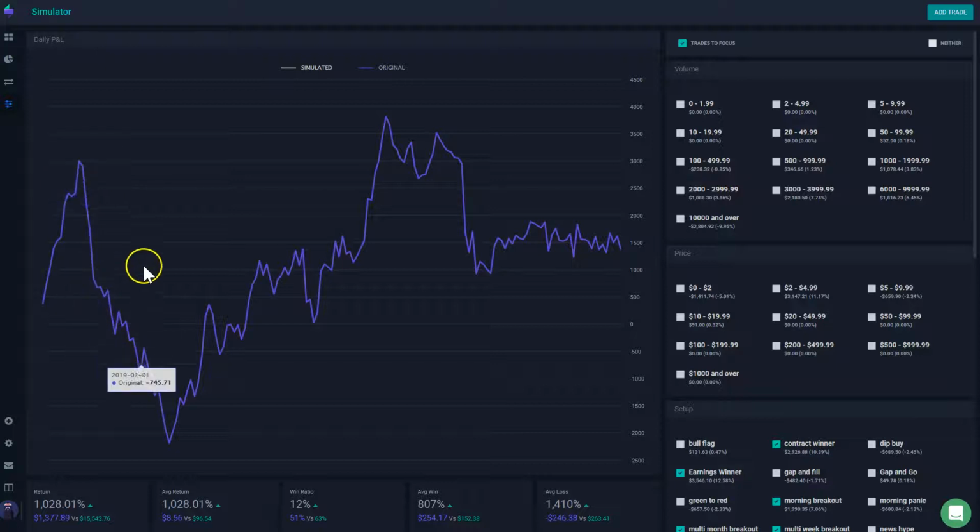Hey guys, so in this video we're going to review the simulator tool. The simulator tool allows you to build what-if scenarios, okay? So here on the purple line I can see my equity curve. As you can see, my current equity curve is all over the place.